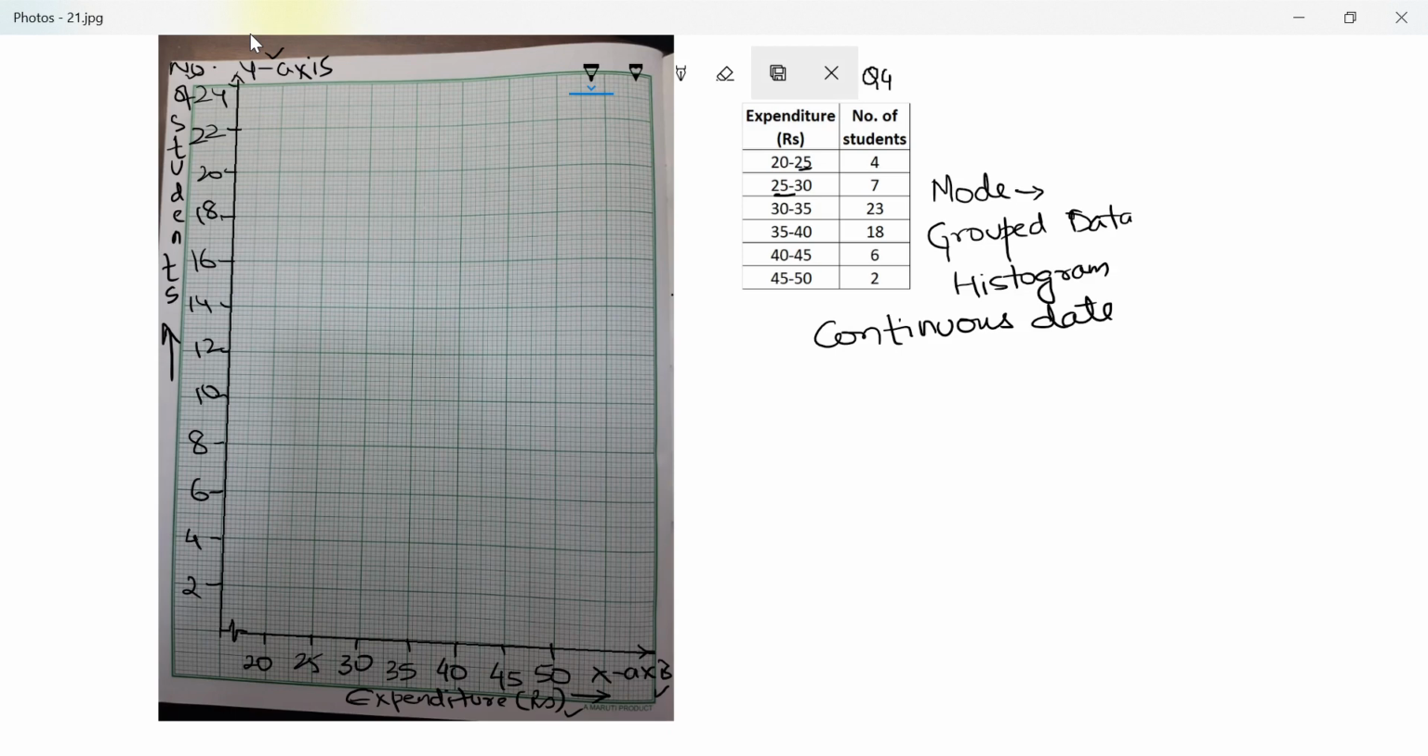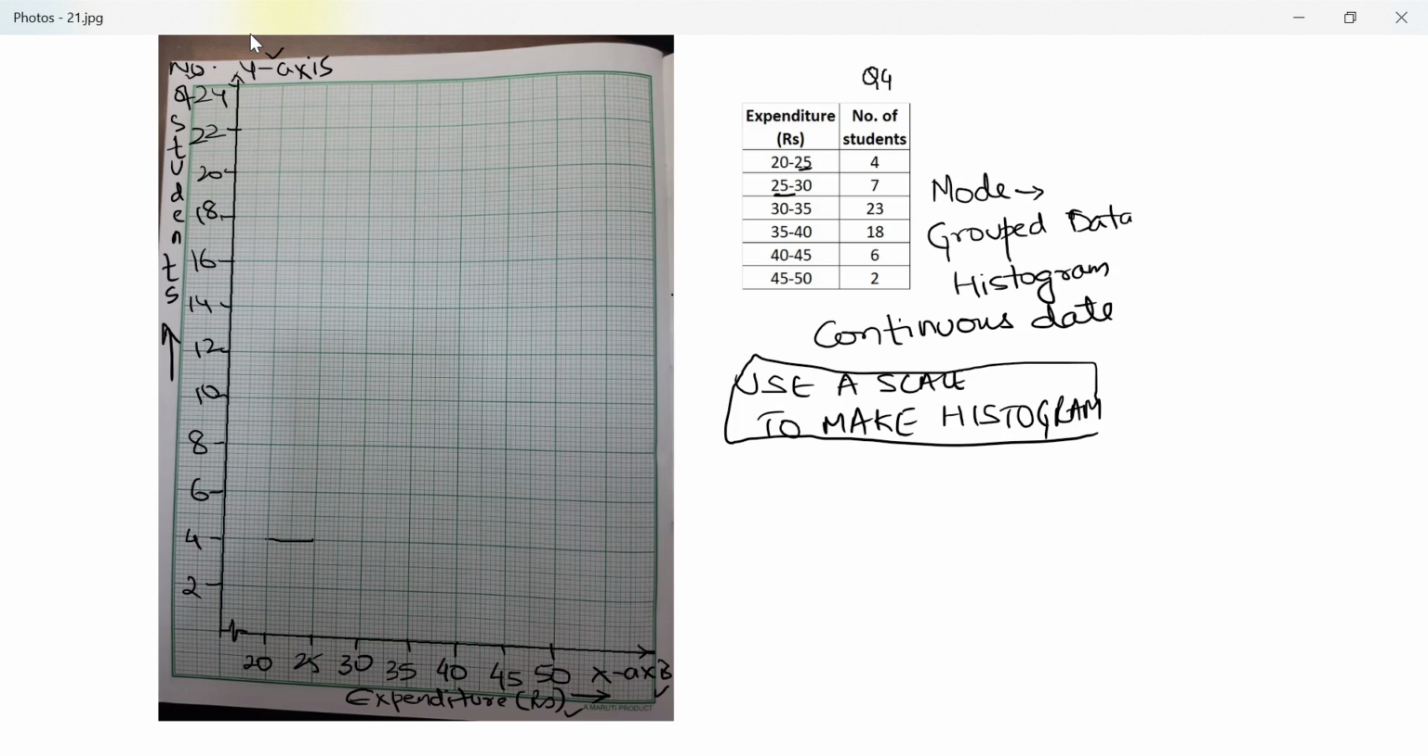So, a reminder: this software does not allow me the use of a scale, but you should use a scale to make the histogram. Right? Do not use freehand. I repeat, this software does not allow me the use of a scale, but you should use a scale for sure. So this is my first bar, of 20 to 25. Next is up to 7, which will be exactly in the middle of 6 to 8, and I draw 7.